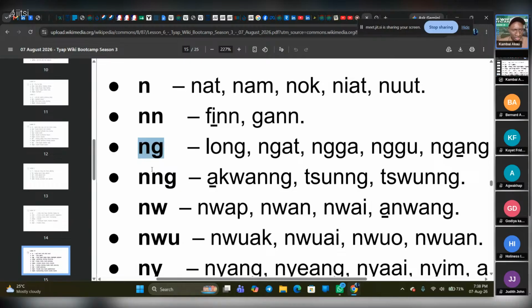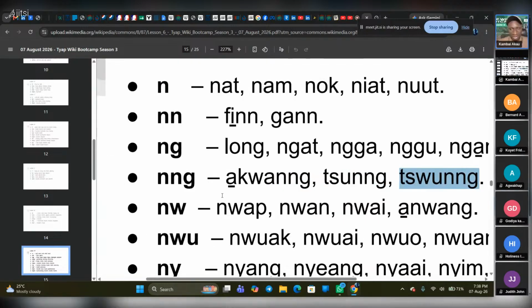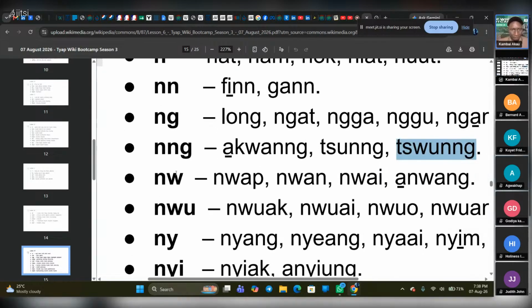And then we have the long version of this sound. And instead of us having ng, we're having nng. And examples, we have a kwang, and then we have chung, and then we have shung. And then we have the labialized form of this nga sound, but then it is not written ngw, just like we're not writing ng here. We are having nw instead of ngw.